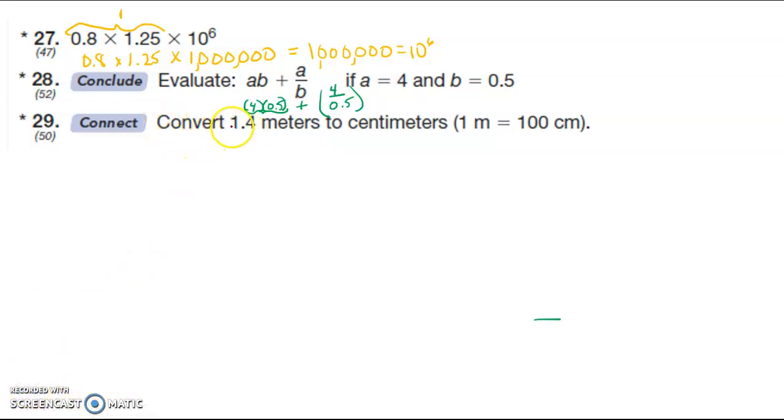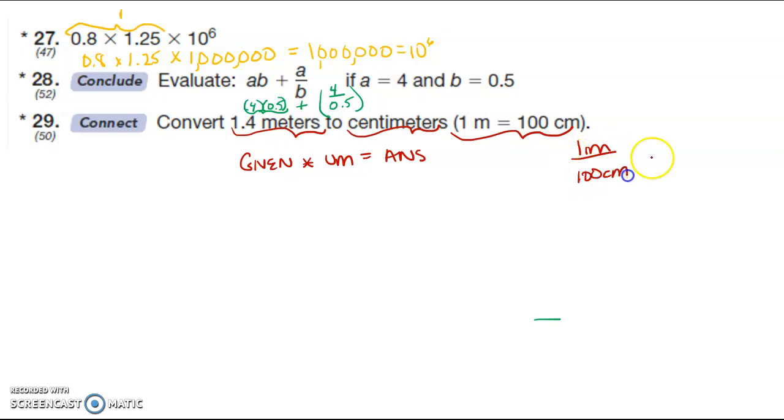Okay, it says convert 1.4 meters to centimeters, and I have my conversion here. Some of you are going to be able to just move the decimal. Others are going to need to use the given times the unit multiplier is equal to the answer. So I have 1 meter is equal to 100 centimeters, or 100 centimeters is equal to 1 meter. I'm given 1.4 meters.